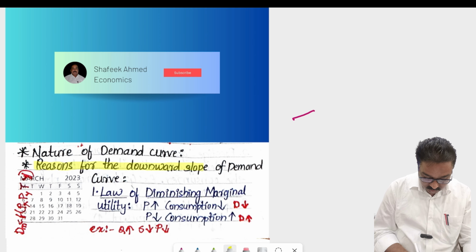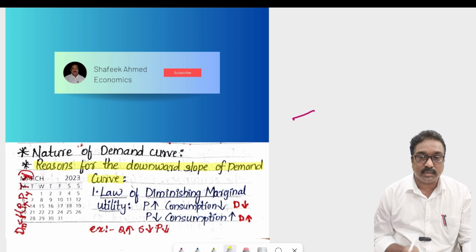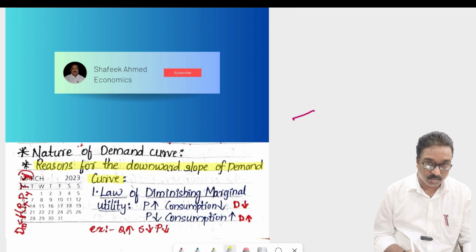Reasons for the downward slope of the demand curve. What are the reasons for the downward slope of the demand curve?